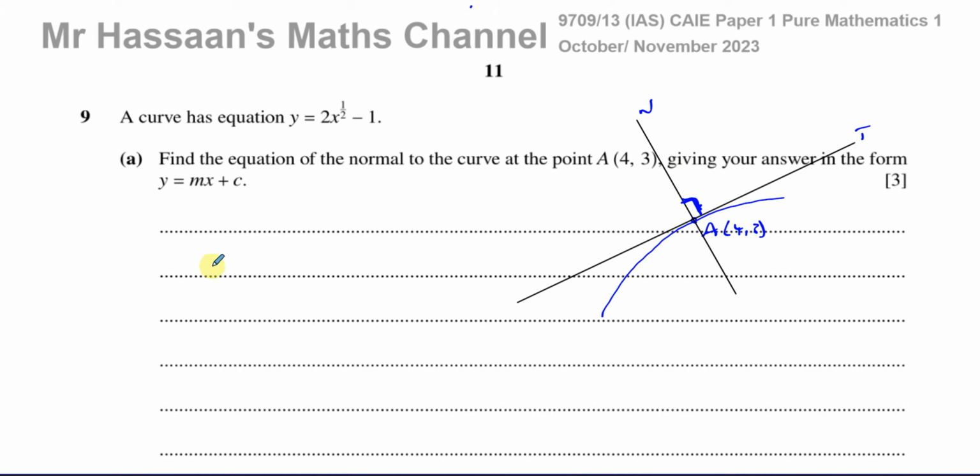To find the equation of a straight line, we need two bits of information. One thing we need is a point on the line, any point on the line, which we have: A, (4, 3). The second thing we need is the gradient of that normal. So we need to find the gradient of the normal, I'll call it Mn.